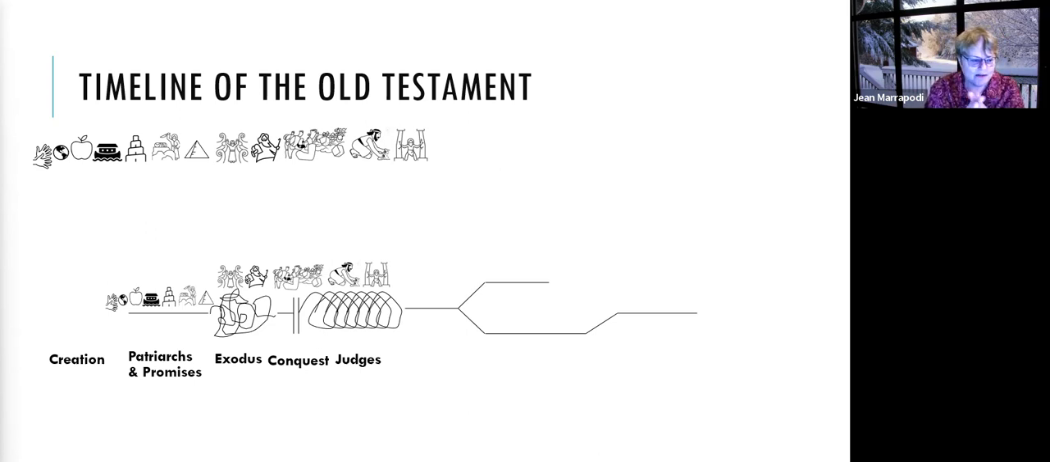So the people have been following God for a while, and they look around to the neighboring communities and say, well, we don't want this anymore. We don't want this theocracy thing. We want a king just like everybody else has. And God says, I don't know. I don't think that's such a good idea, but if that's what you want, I'll give it to you. And so we get a king.